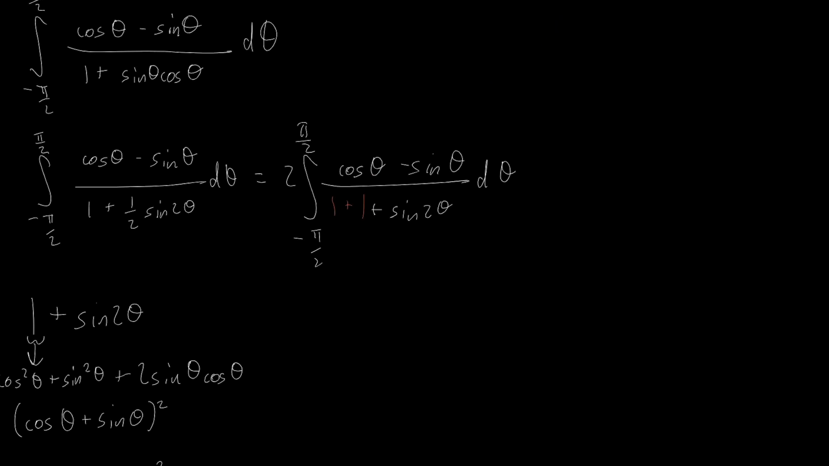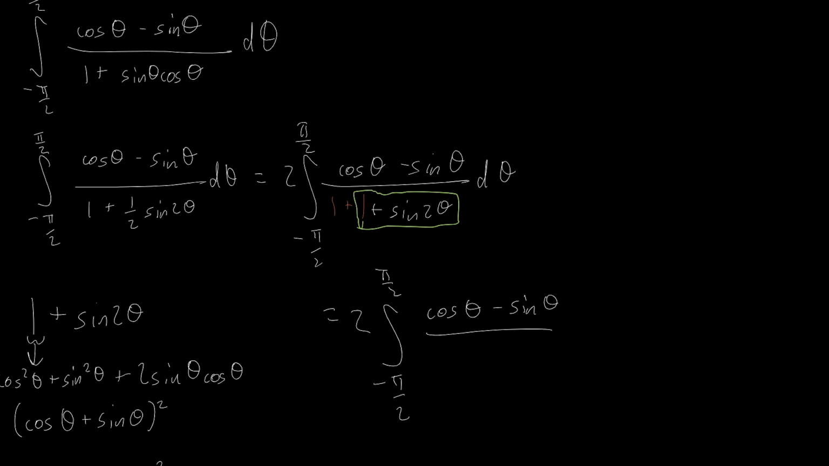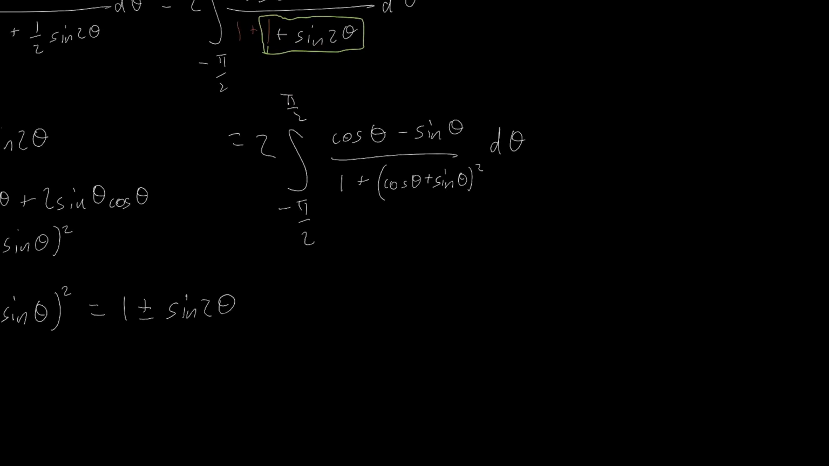So back to our problem up here. If we take this 1 plus sine 2 theta and write this as cos theta plus sine theta squared, then we can make a nice substitution. So let's have a look. We have cos theta minus sine theta on the top, and then we'll have 1 plus cos theta plus sine theta squared. And interestingly, if you make a u substitution for cos theta plus sine theta, the derivative is just what's on the numerator. So we say u equals cos theta plus sine theta, we end up getting du equals cos theta minus sine theta d theta.